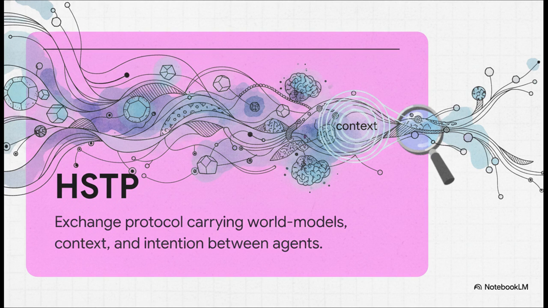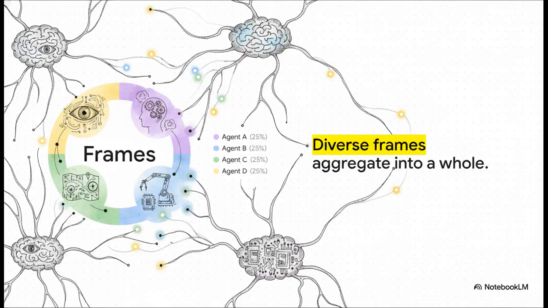Think of HSTP as the ultimate exchange protocol that turns isolated individual machines into a deeply connected collaborative network. It seamlessly carries world models, context, and intention between intelligent agents. Because here's the thing, complex intelligence doesn't just spontaneously emerge from one massive, monolithic viewpoint. Just like the human mind emerges from millions of interacting neurons, AGI emerges from multi-scale combinations of simpler intelligences. Each localized frame of reference, shaped by its specific experience, its position, or its task, aggregates into a comprehensive whole. And it does this without losing its unique individual shape.